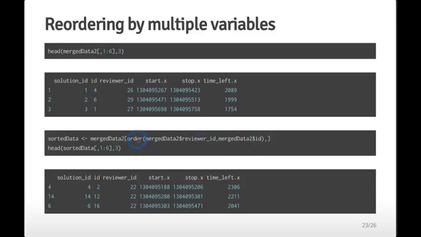So if we reorder the rows of our data set according to those indices, we end up with a data set that now has the reviewer ID in order, and then within each reviewer ID we have the ID variable in order. This can be useful both for just looking at your data set and for applying particular kinds of functions that require data to be in ordered values.